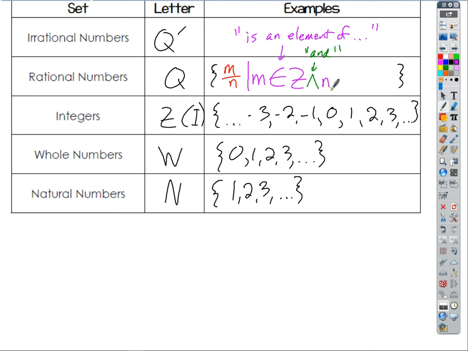Say it again? Does not equal 0. What else about n? Is an element of Z, okay? I could have probably said m comma n is an element of Z, and maybe even made it shorter, but I didn't. And what else? Yeah, I heard somebody say it. N is not equal to 0, so I need another condition there. Oops, that's bad.